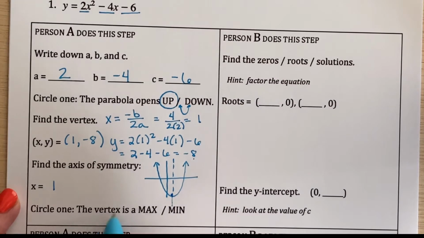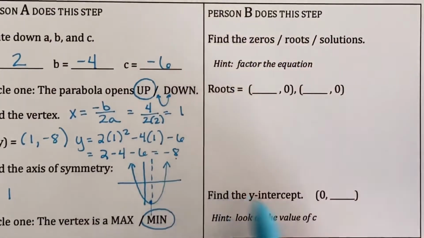Is my vertex a maximum or a minimum value? Since it is opening up, it is a minimum value. There's no other smaller point on the parabola below that value. All right, let's do the next part.